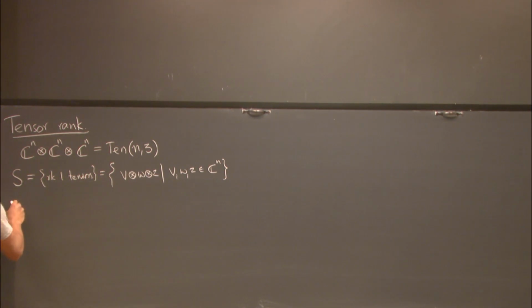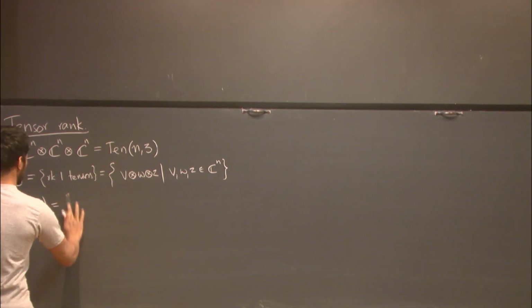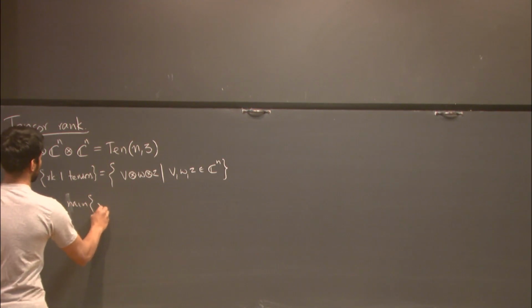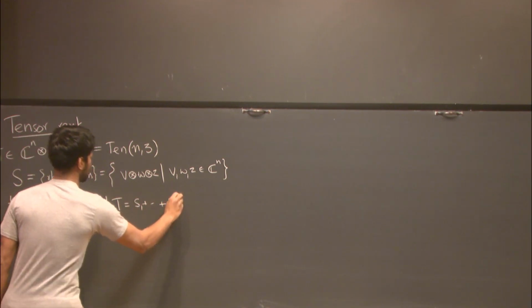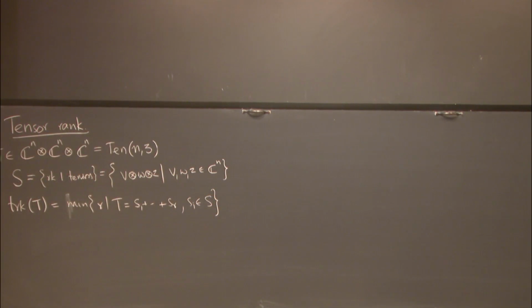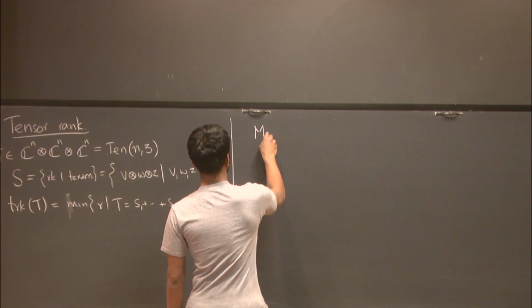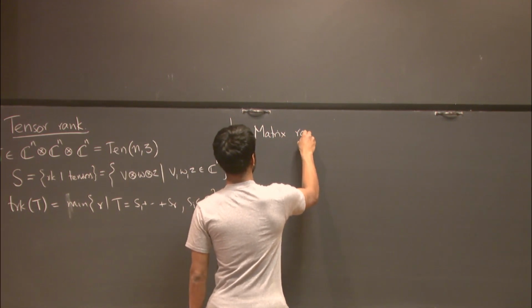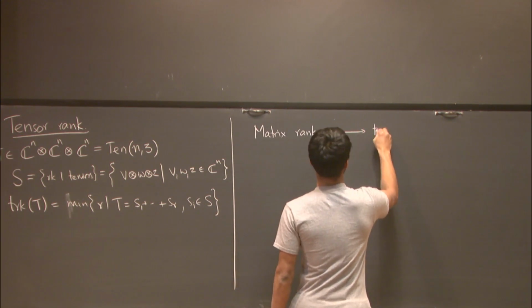And now tensor rank. If I take some tensor in here, its tensor rank is defined, in exactly the same way, as the minimum of R such that you can write the tensor as a sum of R simple tensors. Sounds familiar? Okay. Now I want to make this connection very precise, that matrix rank is the same thing as tensor rank for 2 tensors.